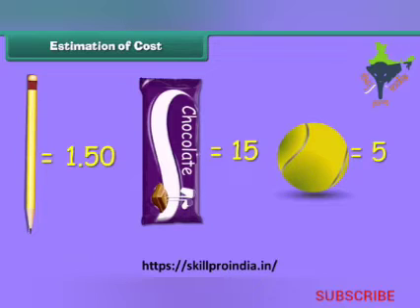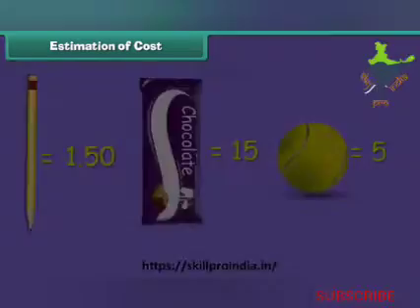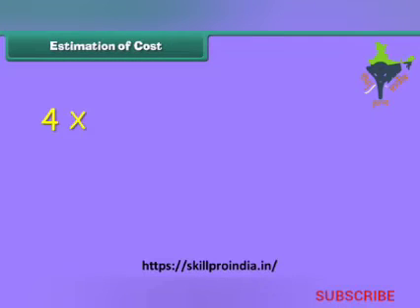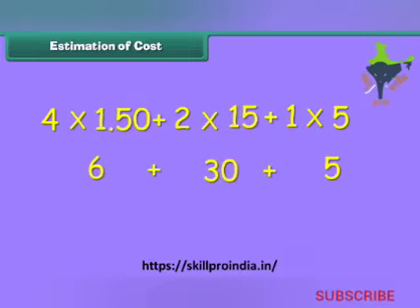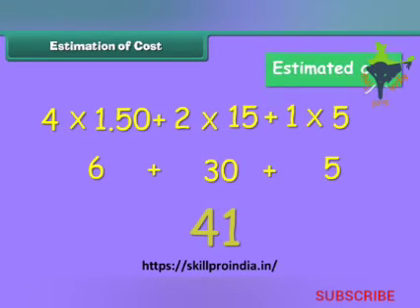Thus, we have total cost which is equal to 4 into 1.50 plus 2 into 15 plus 1 into 5. This is equal to 6 plus 30 plus 5 rupees, which amounts to rupees 41. Thus, this is the estimated cost.